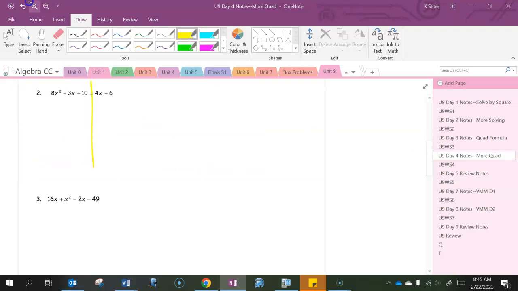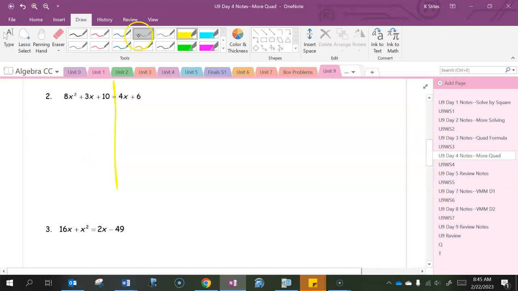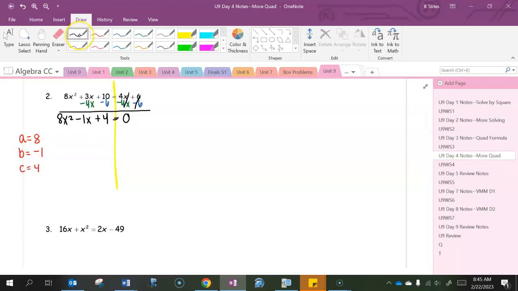Okay, so we're going to have to move some more things over. I need to subtract over my 4x, and that will subtract with the 3x. And I also need to subtract over my 6, and that will subtract with my 10. So this will be 8x squared. 3x minus 4x is negative 1x. 10 minus 6 is a positive 4 equals 0. Okay. So again, a is 8, b is negative 1, and c is 4. And we're just going to plug everything into our formula.